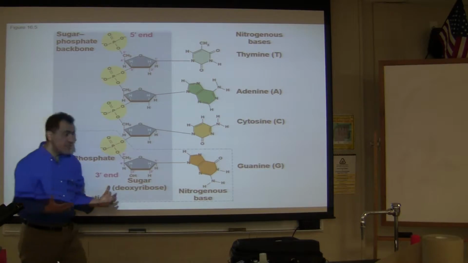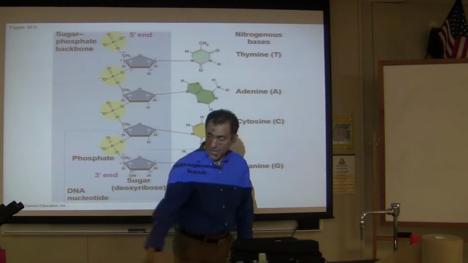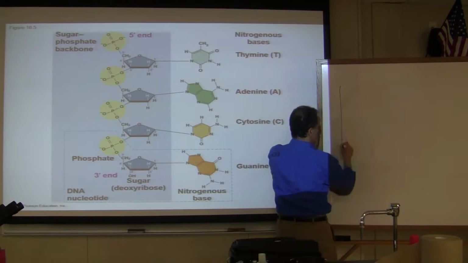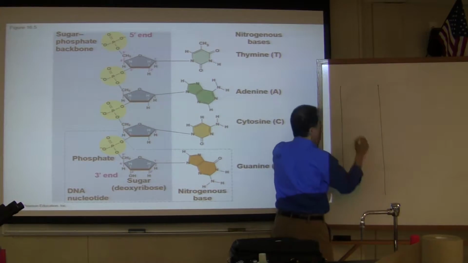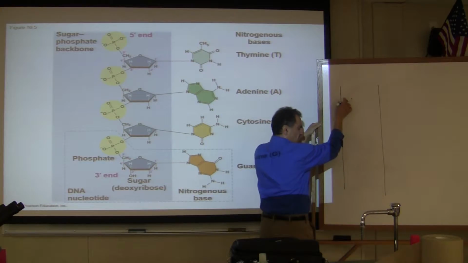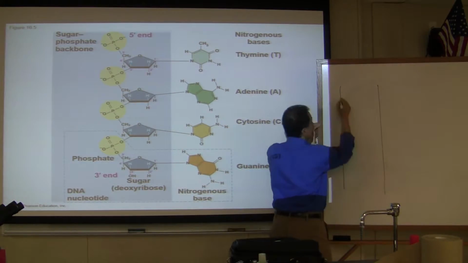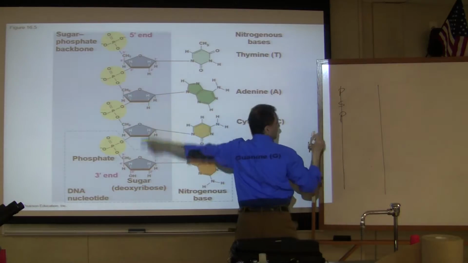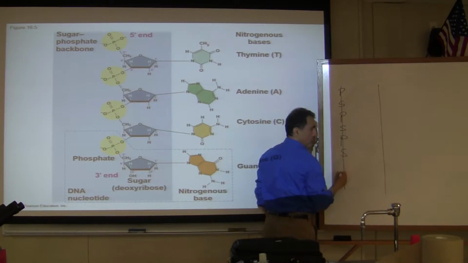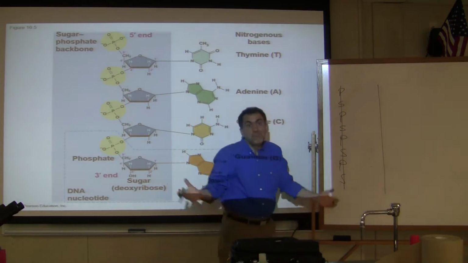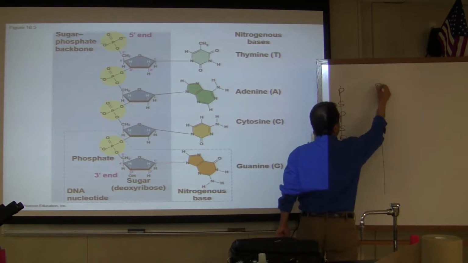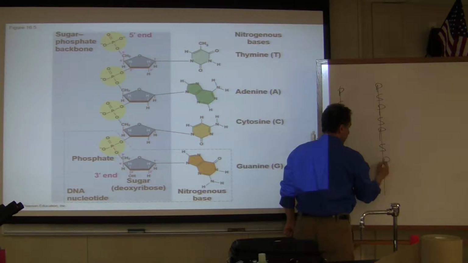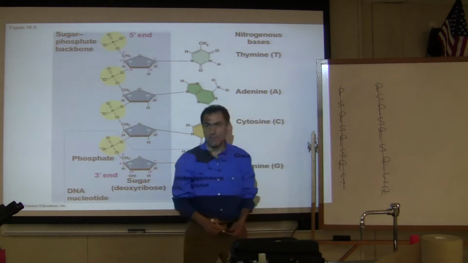So the structure of DNA, what Watson and Crick discovered, they said it looks like a ladder. The legs of the ladder are phosphate, sugar, phosphate, sugar, phosphate, sugar. The legs. I hope I'm making some sense.